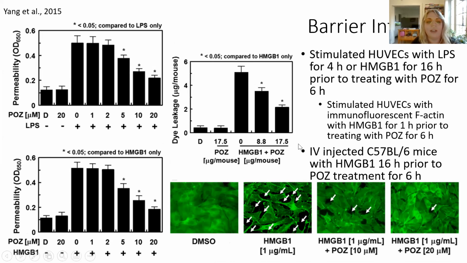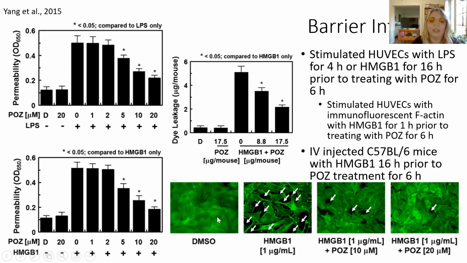And so then they wanted to see if pause had any effect on barrier integrity. So they treated HUVECs with either LPS for 4 hours or HMGB1 for 16 hours prior to pause treatment for 6 hours. And they found that treatment with pause decreased both LPS and HMGB1 mediated disruption of barrier integrity, which is also seen here, where they stained F-actin with immunofluorescence and treated HUVECs with HMGB1 for 1 hour prior to pause treatment for 6 hours.